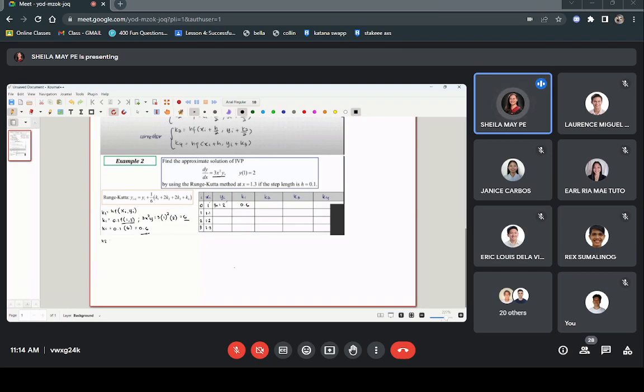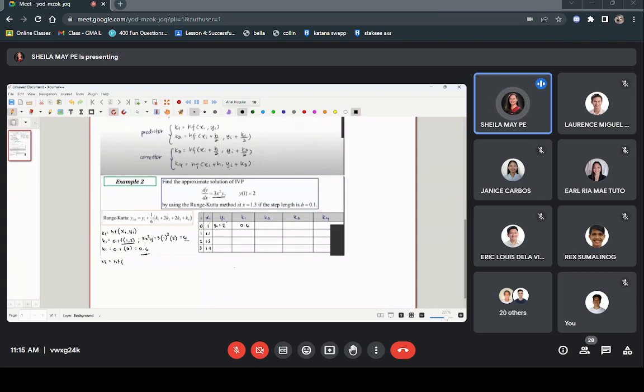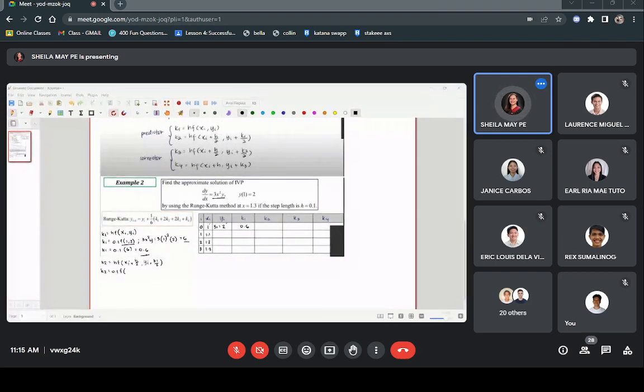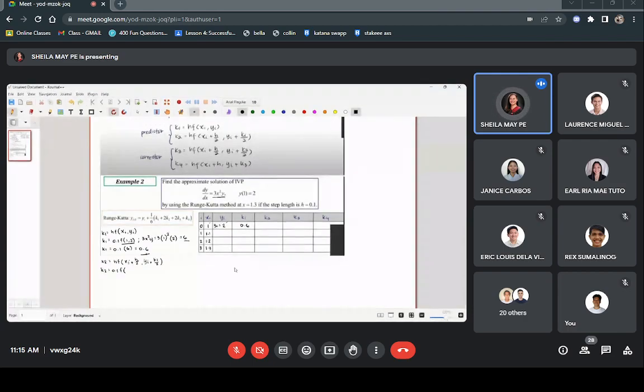For our K2 here, we have the formula h f of xi plus h over 2, yi plus K1 over 2. K2 is 0.1 times the function of our xi plus h over 2. What's our xi?